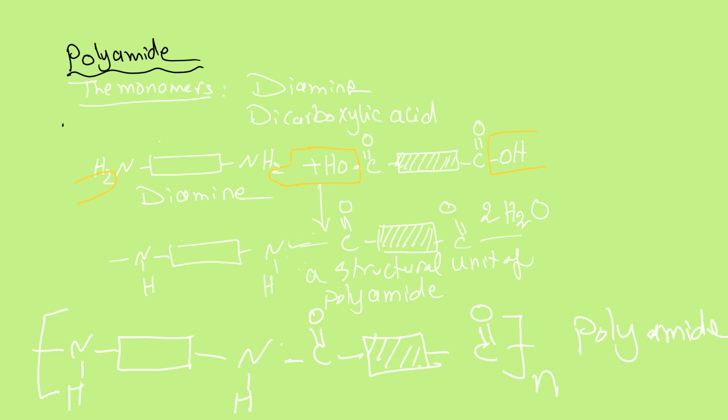So again, the polyamides are formed by the condensation of diamine and dicarboxylic acid. How does the condensation happen? Removal of OH from the acid and the H from the amine. Of course, water will be given out in the equation. It's a condensation polymerization, yes. We have two examples of condensation polymerization: the polyester and the polyamide. Both of them are synthetic polymers.